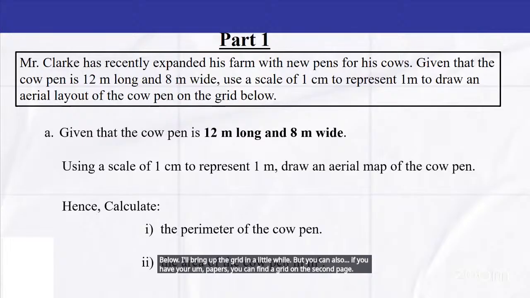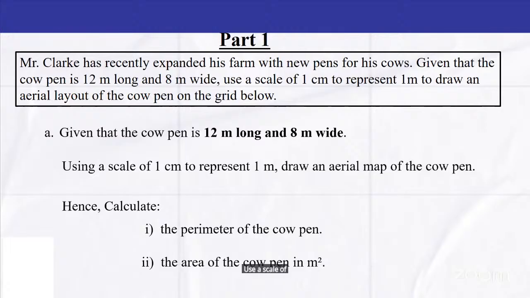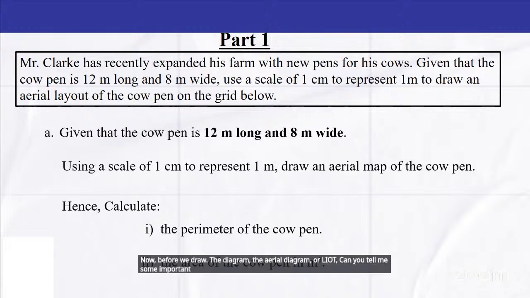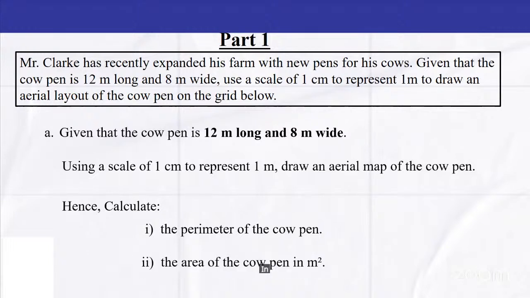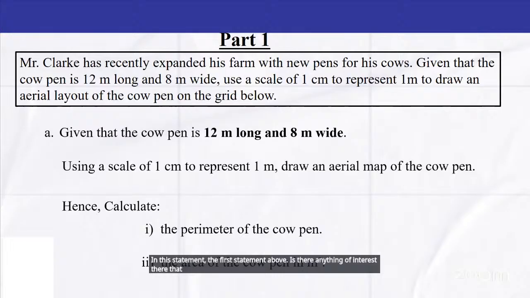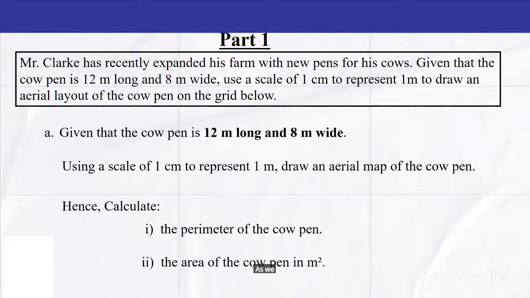It continues, given that the cow pen is 12 meters long and 8 meters wide, use a scale of 1 centimeter to represent 1 meter and draw an aerial map of the cow pen, hence calculate the perimeter of the cow pen and then the area of the cow pen. Now, before we draw the diagram, the aerial diagram or layout, can you tell me some important points that we need to note in the first statement above? Is there anything of interest there that will guide us as we represent the cow pen on a diagram?